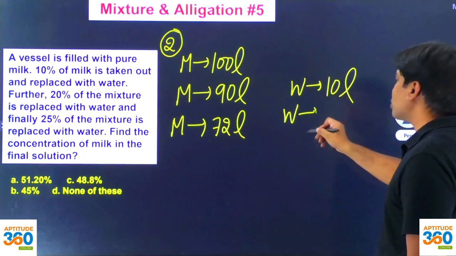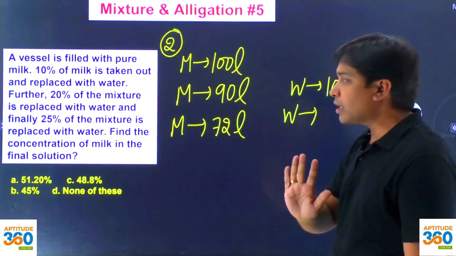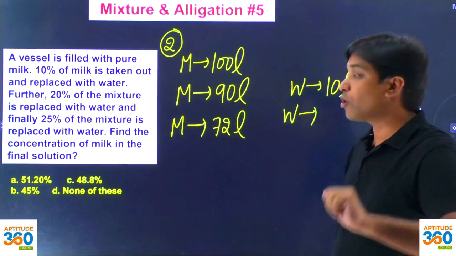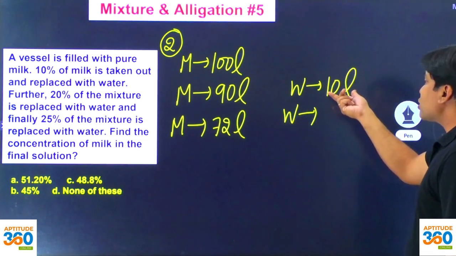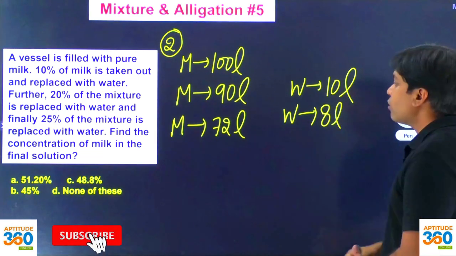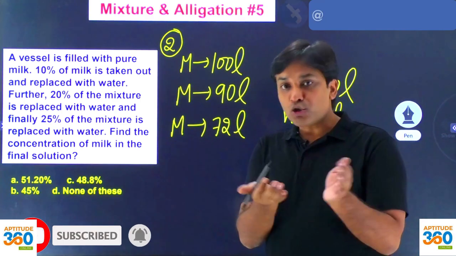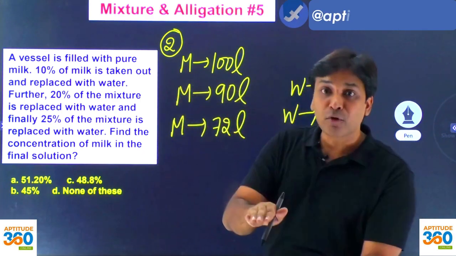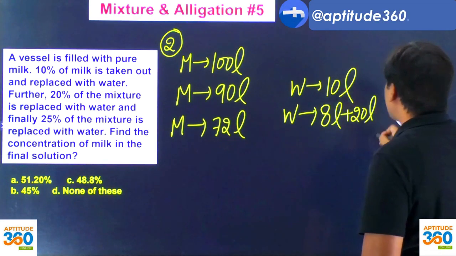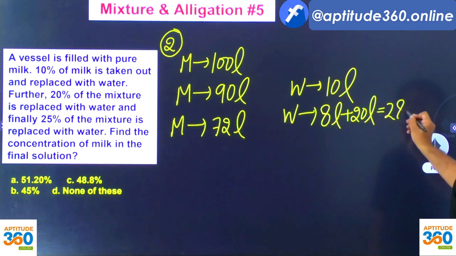How much is going to be the water? 20% of 10 is 2. Do the calculation for yourself. I have made 10 videos on percentage only for you to understand these kind of concepts. So 20% of 10 is 2. Agar 2 chala gaya to you are left with 8 liters. Now you see this, 72 plus 8, 80 liters. Out of 100 liters, 20% has been replaced by water. So how much water is going to come out then? Water, 20% you will have to add here. And finally, it is going to be 28 liters of water.